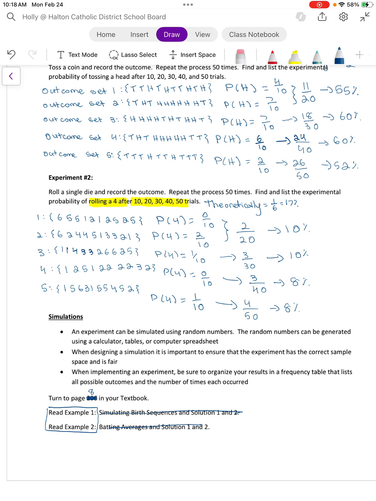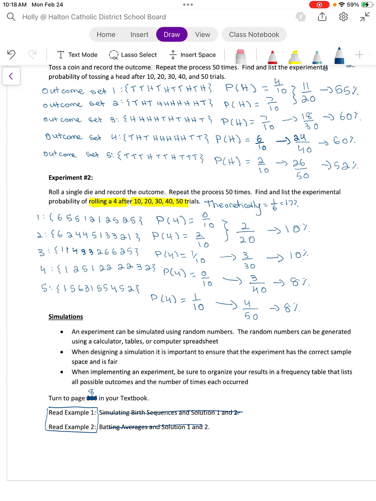When you're designing a simulation, it is important to ensure that the experiment has the correct sample space and is fair. So every number or every trial should have an equal opportunity to reach or achieve your various outcomes. And there should be nothing hindering it. Shouldn't be any biases, and everything should have a fair chance.